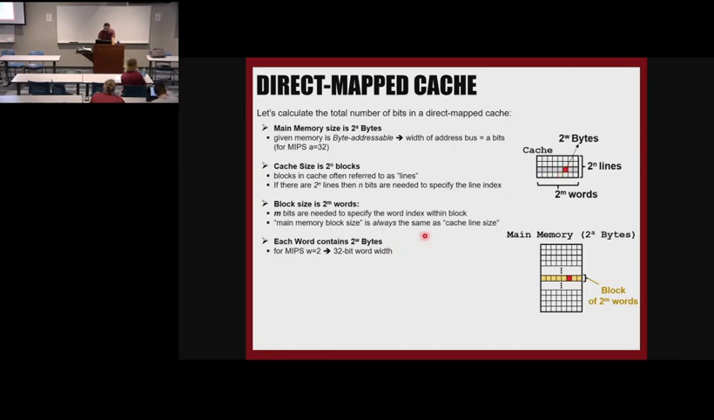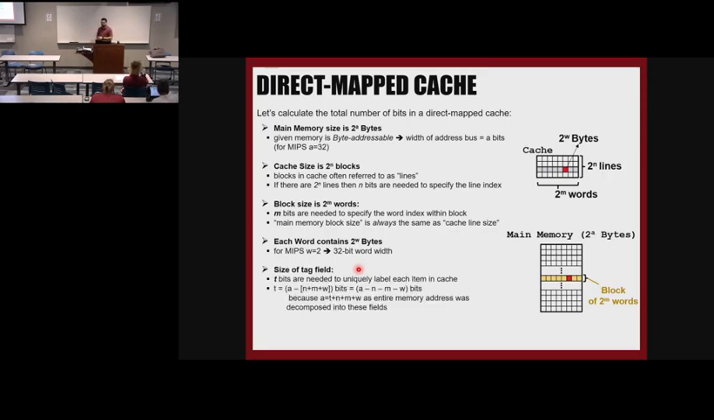So, in the case of MIPS, A is always equal to 32. In MIPS processor, we know that every word has 4 bytes, so W is always equal to 2. But it doesn't have to be the case. We can have processors that have words that have 8 bytes. Right? A byte is always 8 bits, but a word is not always 4 bytes. Word depends on the processor that you're using. If you have a 64-bit processor, every word has 8 bytes. If you have a 32-bit processor, every word has 4 bytes.